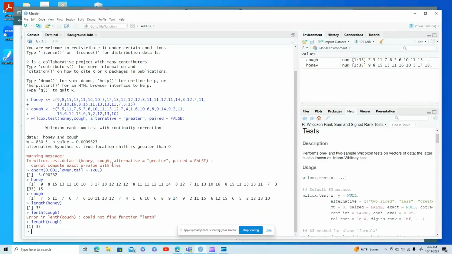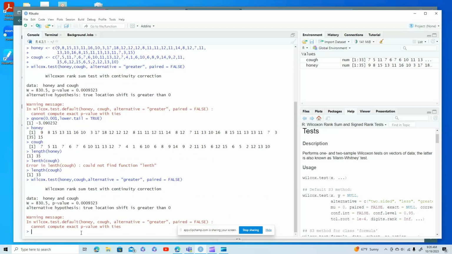Now, to my RStudio, and we're going to do the Wilcoxon rank sum test. I'm going to do honey first. I'm going to do cough second. I'm going to do alternative, and the alternative is going to be greater. And the alternative has to be greater, right? Because I'm testing whether the honey is greater than the cough, okay? And then paired is false. This data is not paired.